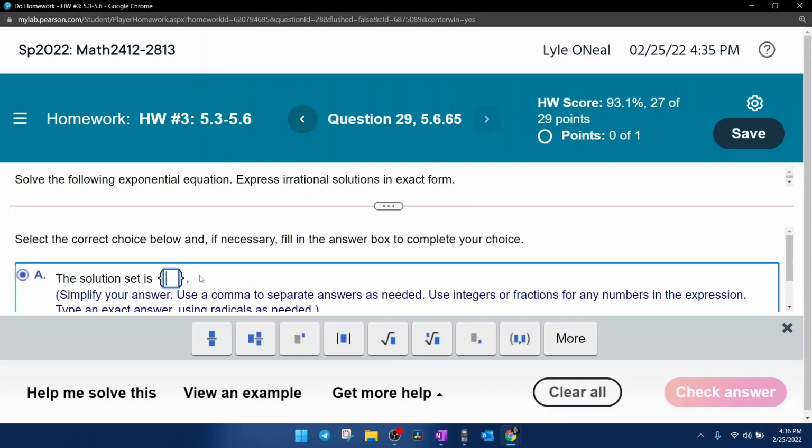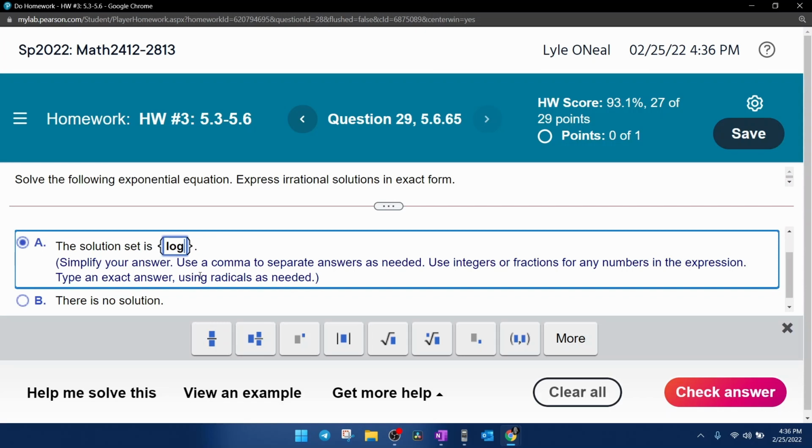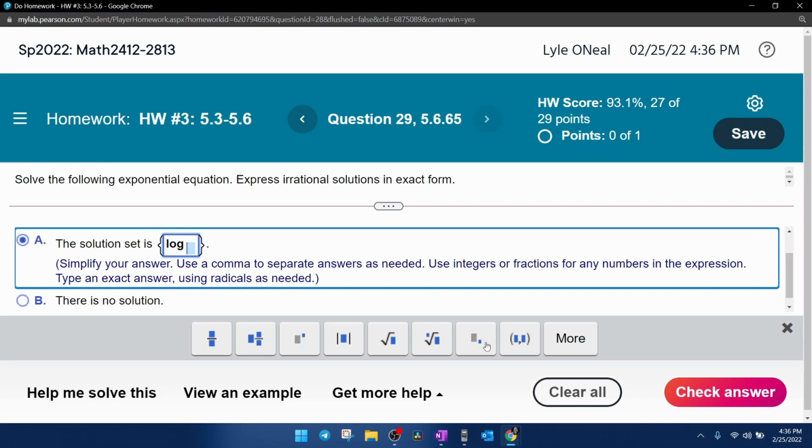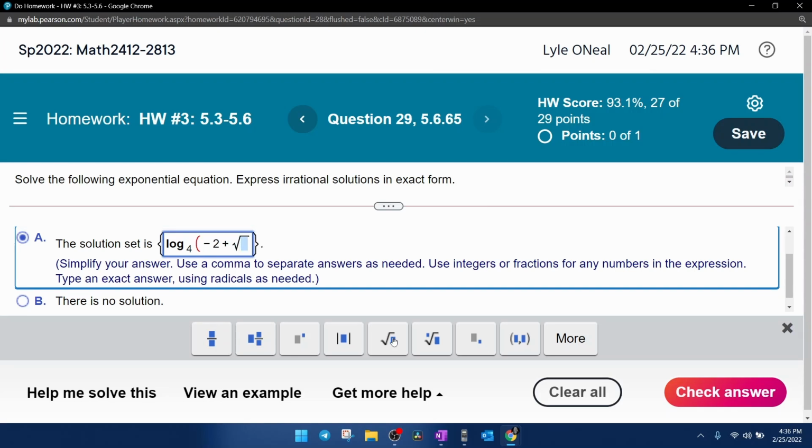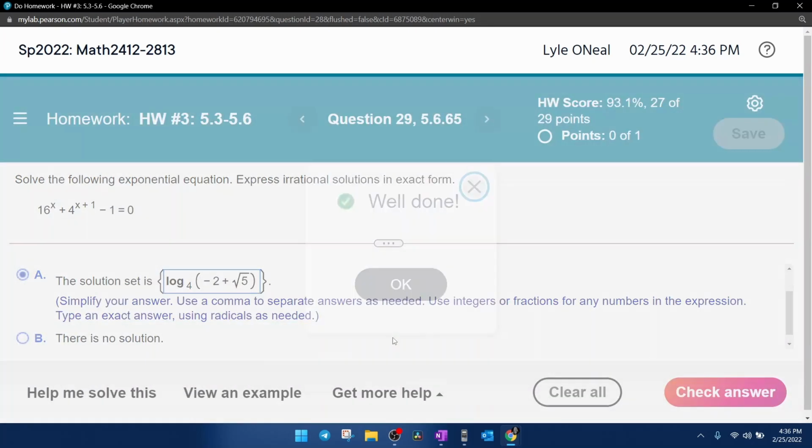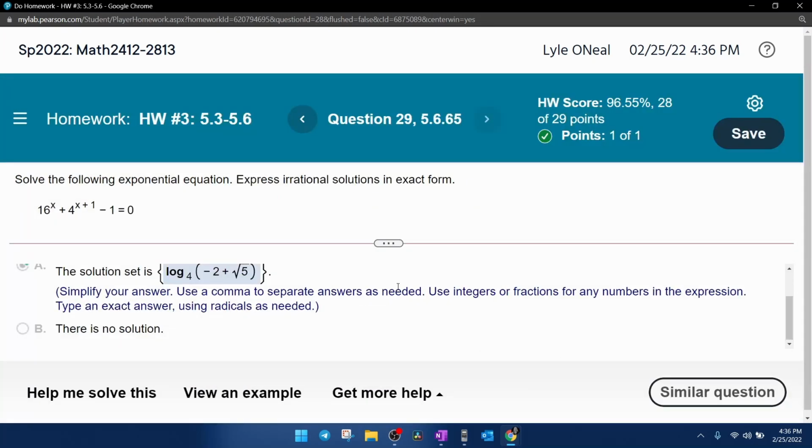All right, checking our solution in MyLab Math, spelling out the log. Please don't forget your base of 4. And then we're going to need parentheses so that it indicates we're taking the log of all of the stuff, negative 2 plus square root of 5. And we do need to close that parenthesis. Oh yeah, make sure you move out from under the square root before you close your parenthesis. And that's going to do it for that particular problem.